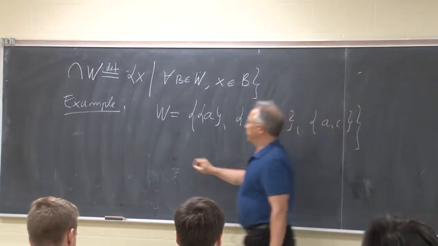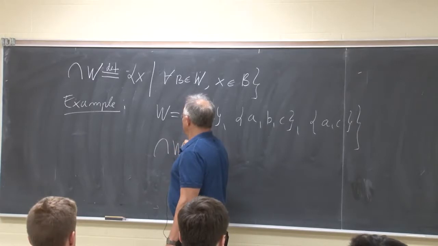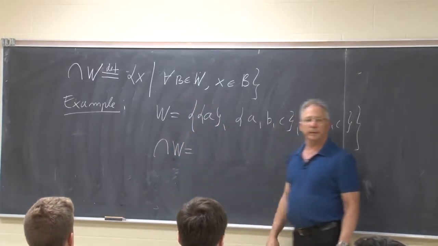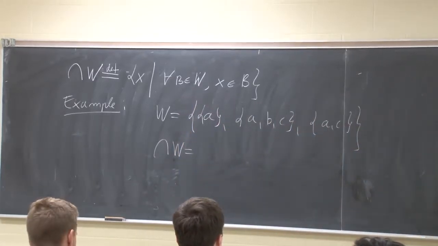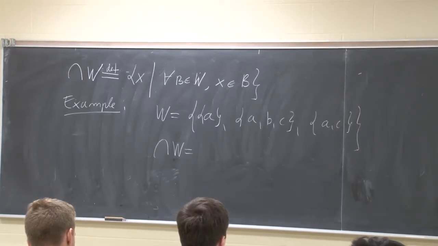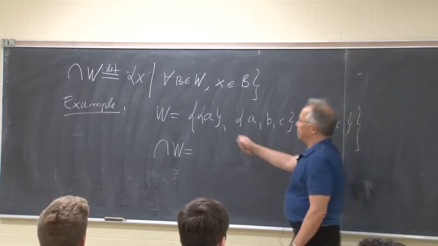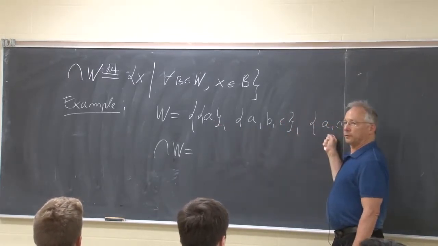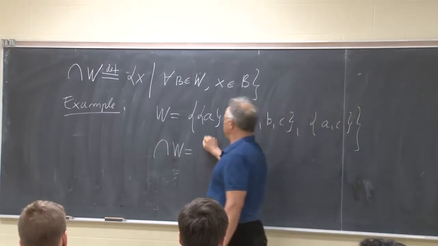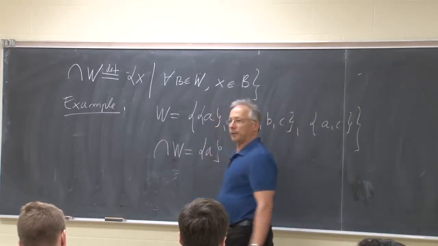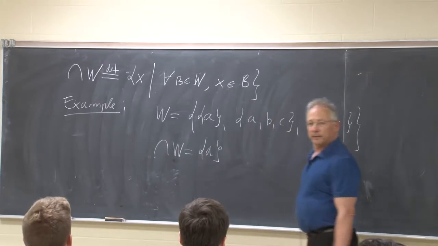So what is going to be the intersection of W? What is going to be the set of all elements that belong to every member of W? Yes? The set containing A? The set containing A, because the only thing that belongs to each of those three sets is A. So the intersection of W is just going to be A. Does it make sense?